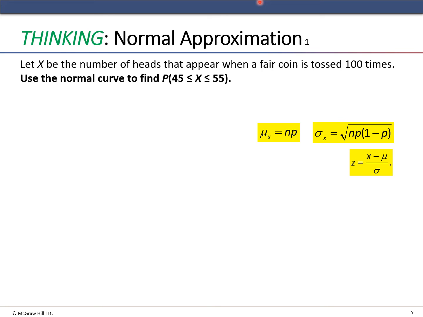I've left the formulas there. Let x be the number of heads that appear when a fair coin is tossed 100 times. Use the normal curve to find the probability that x is between 45 and 55 inclusive.